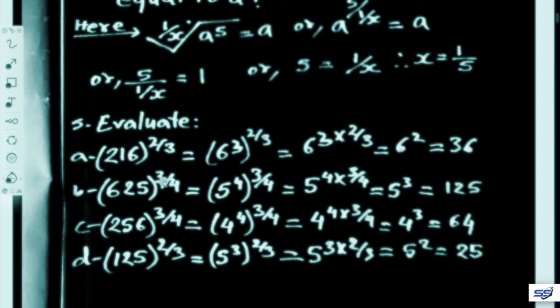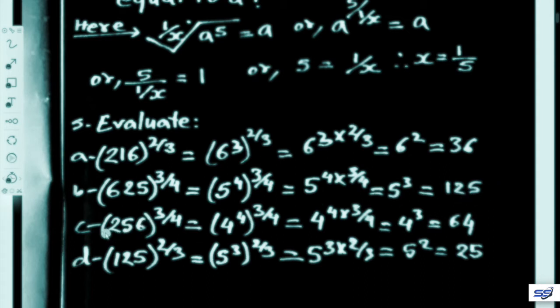625 whole power 3 upon 4. Here 625 is 5 power 4, so 5 power 4 whole power 3 upon 4 equals. Now this power shall be multiplied: 5 power 4 into 3 upon 4. Now this 4 and this 4 cancel each other and the rest is only 3. So it equals 5 power 3, and 5 power 3 is 125.